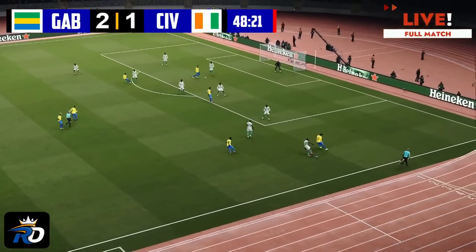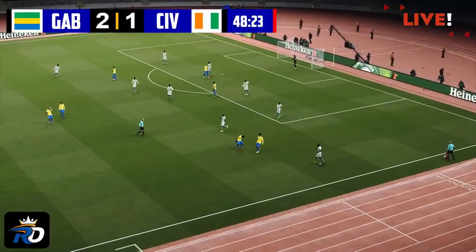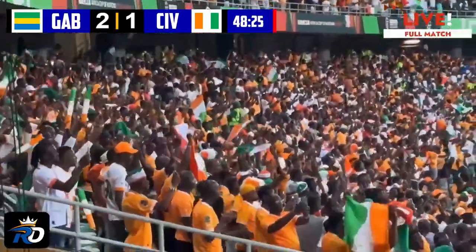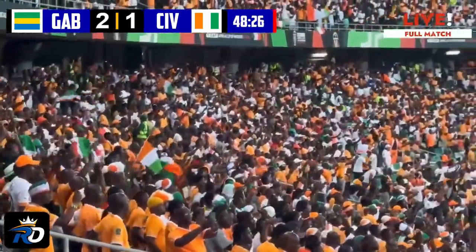We are living Gabon 2, Costa de Marfil 1. An exciting definition of the group in this African Nations Cup.